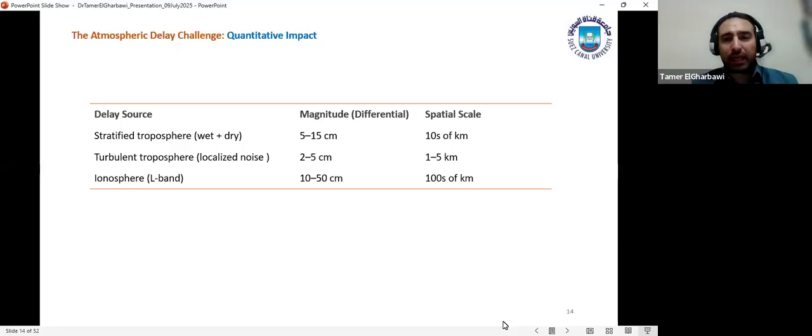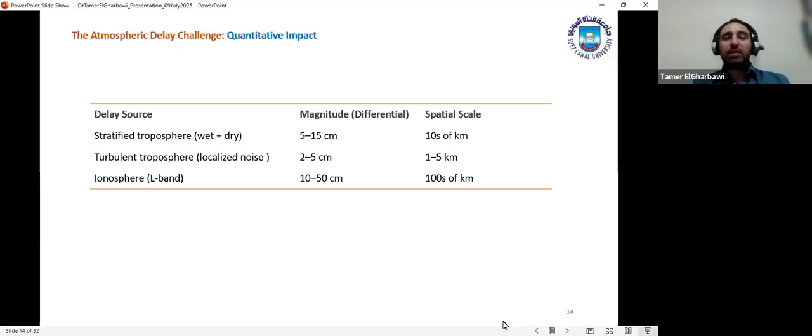So in order just to get a grasp of this kind of thing, we can see that for the stratified tropospheric delay, which is the delay that depends on, or is correlated to, elevation, we have a delay of 5 to 15 centimeters, depending on the location, and the spatial scale is about 10 or more than tens of kilometers.